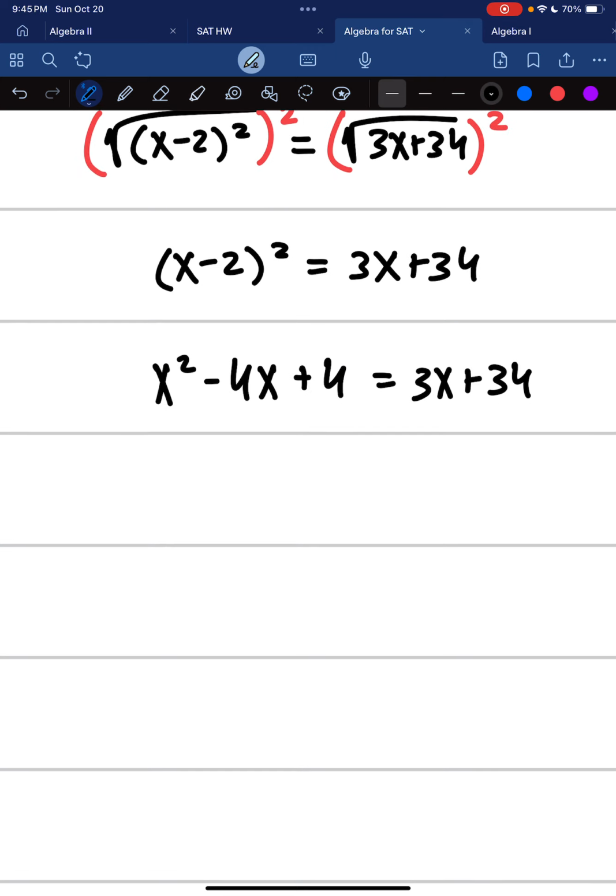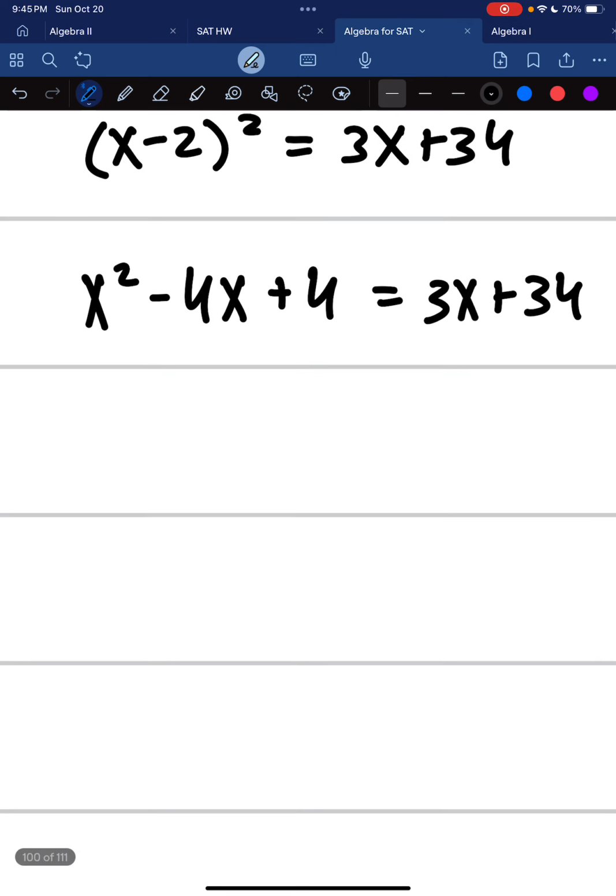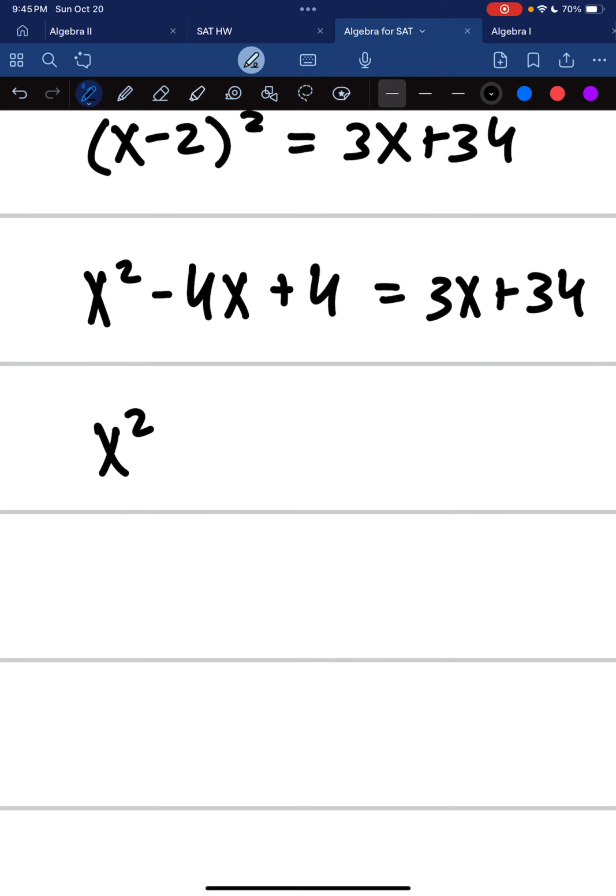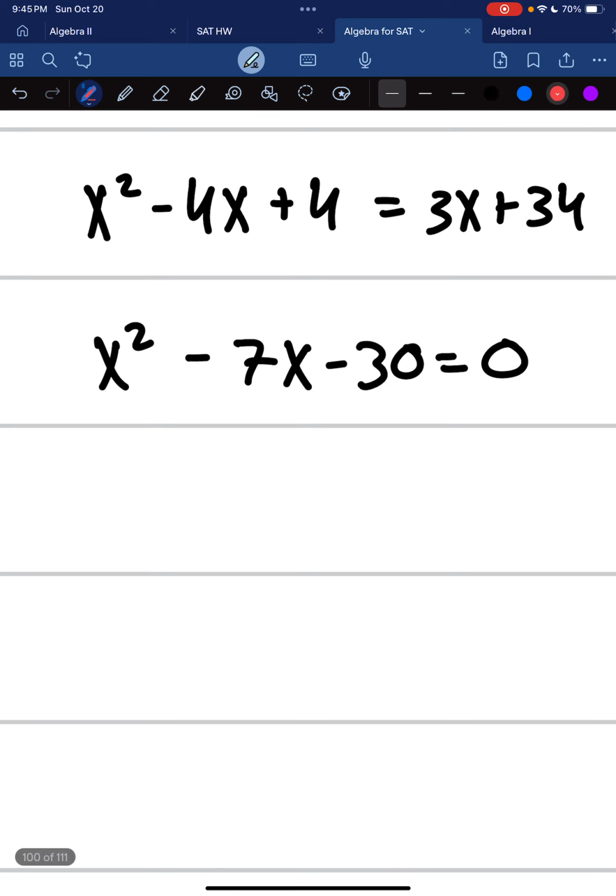Now what we can do is move all of my terms to the left side, so I get x squared minus 7x minus 30 equals 0, and I can go ahead and factor this: two numbers that add up to negative 7 and multiply to negative 30.